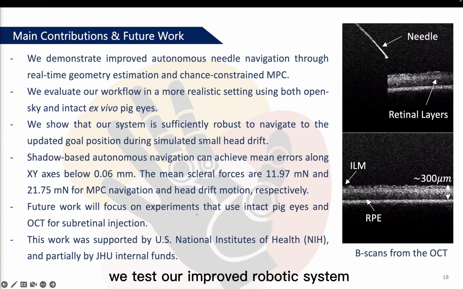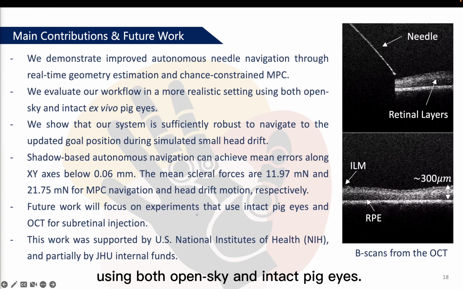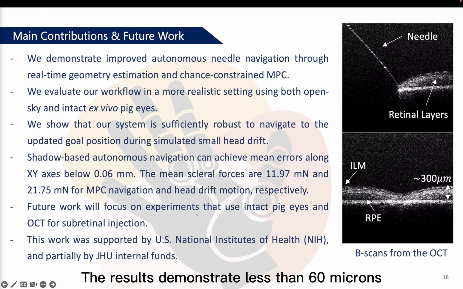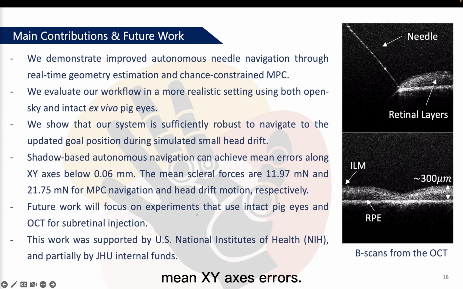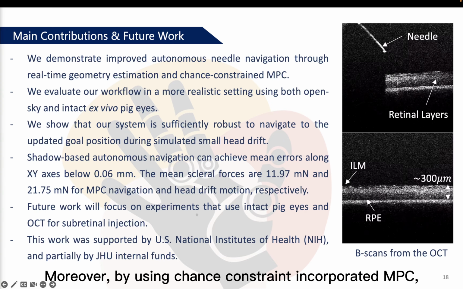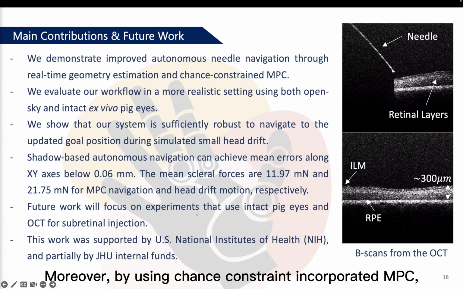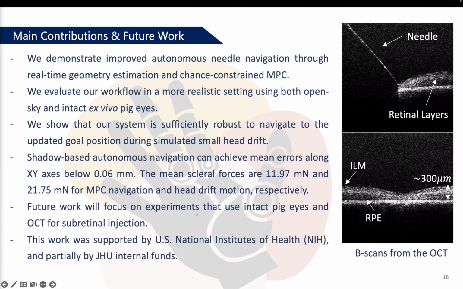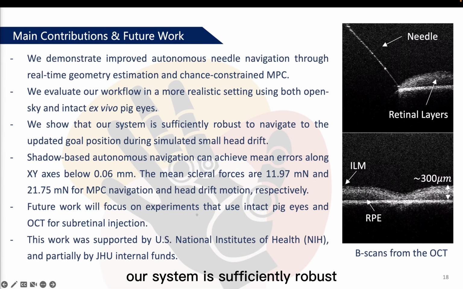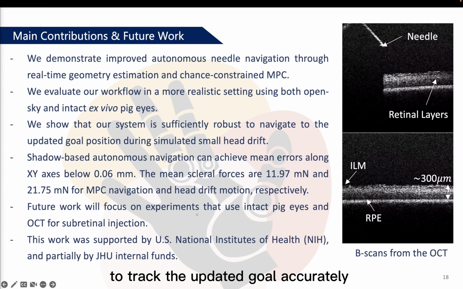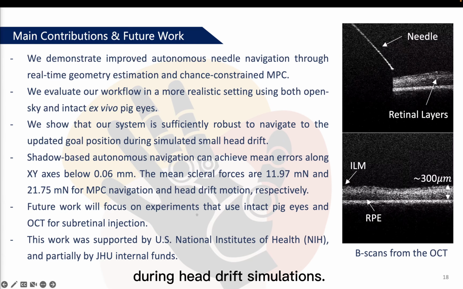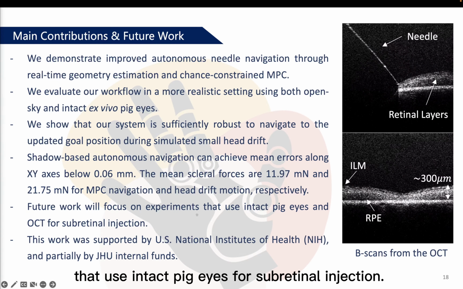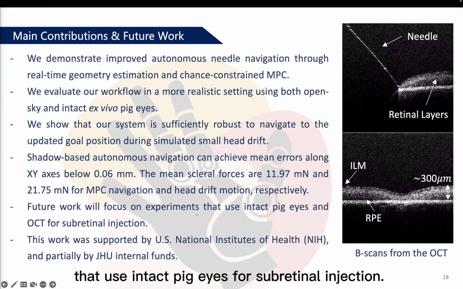In this work, we test our improved robotic system using both open sky and intact pig eyes. The results demonstrate less than 60 microns mean XY axis errors. Moreover, by using chance-constrained incorporated MPC, a safer, faster, and more accurate navigation process is obtained. We also demonstrate that our system is sufficiently robust to track the updated goal accurately during head-drift simulations. Future work will focus on experiments that use intact pig eyes for subretinal injection.